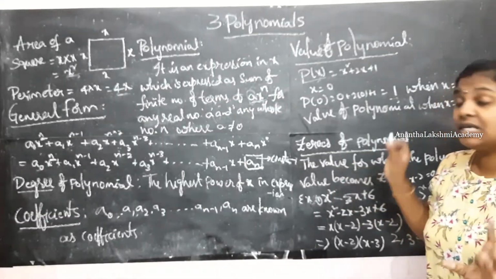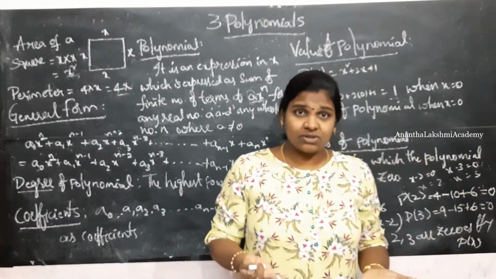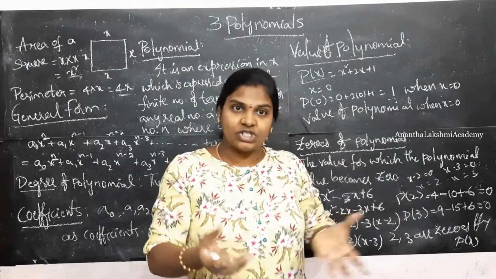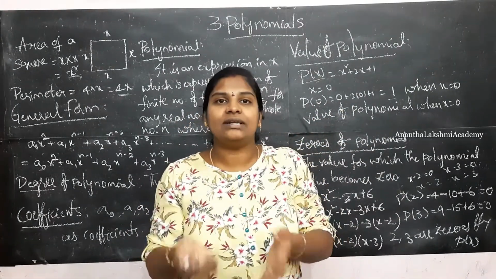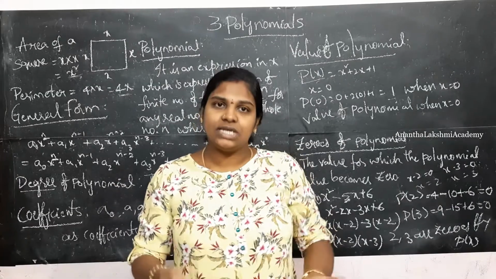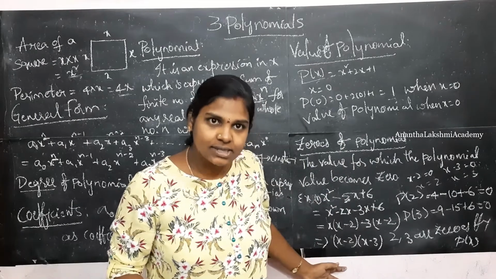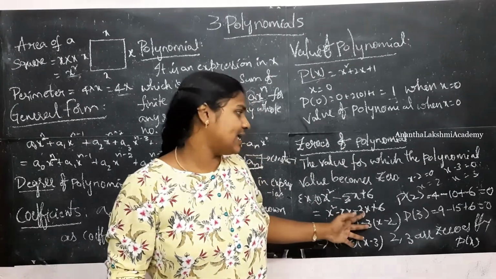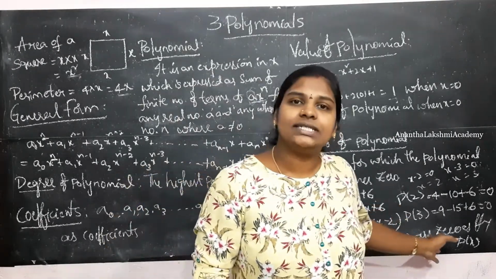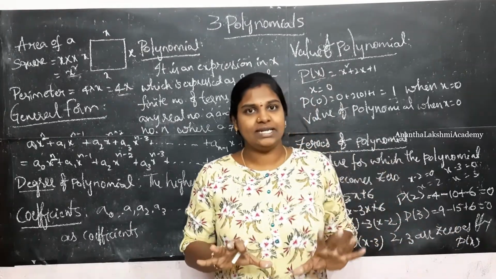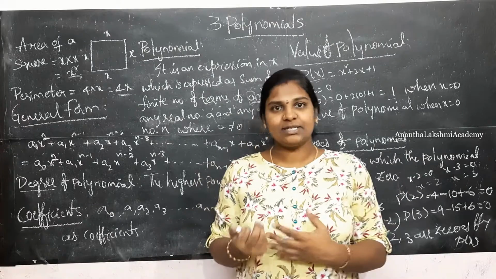Then we understood the zeros of polynomial. The zeros of a polynomial are the values of x for which the polynomial results in the value 0. We have discussed the same with the help of an example, and we proved that those are zeros of the polynomial. That is about the concept that is needed for us to solve the exercise problems.